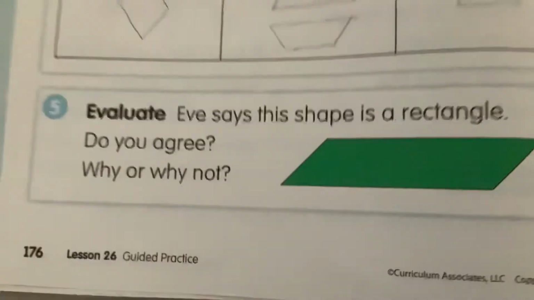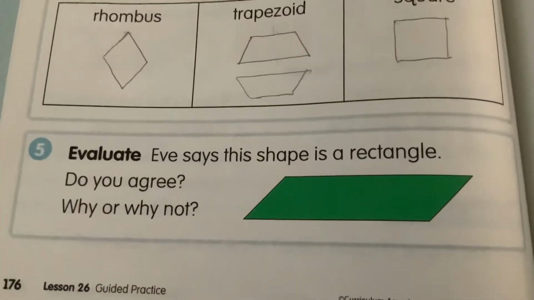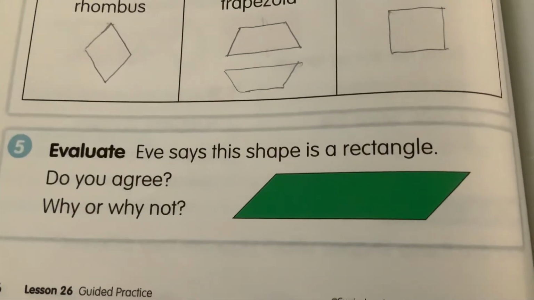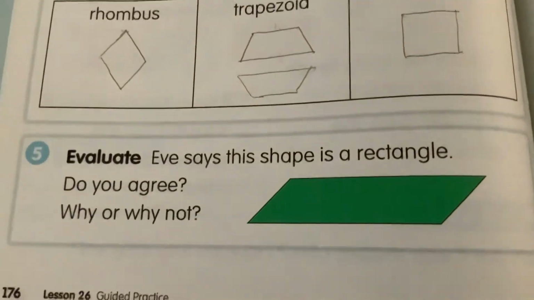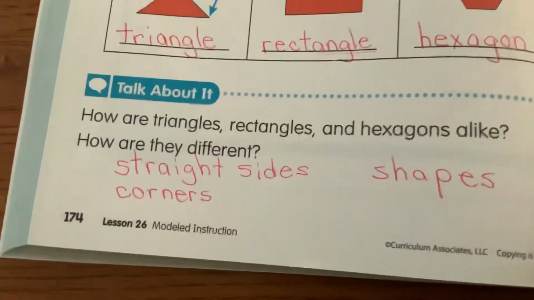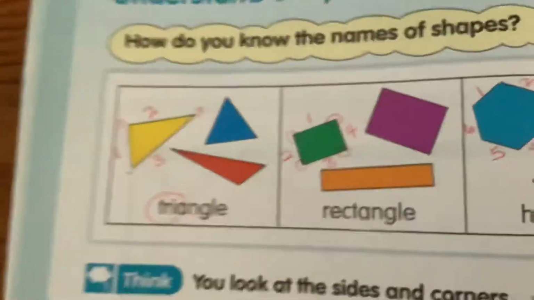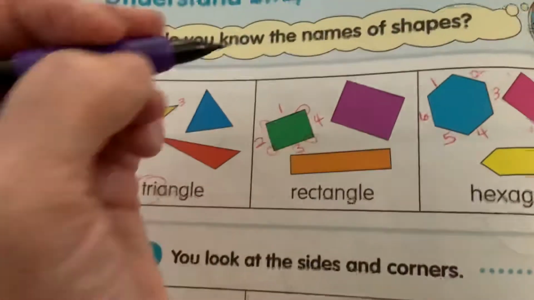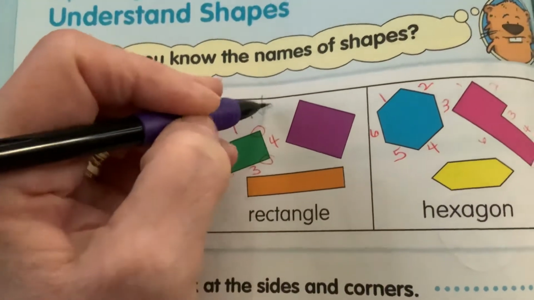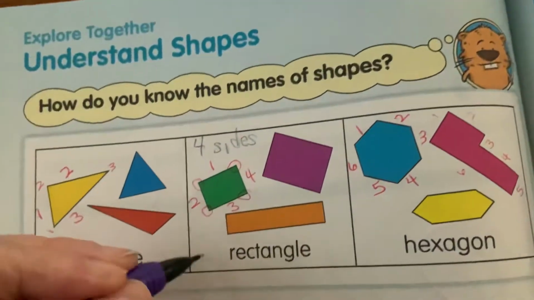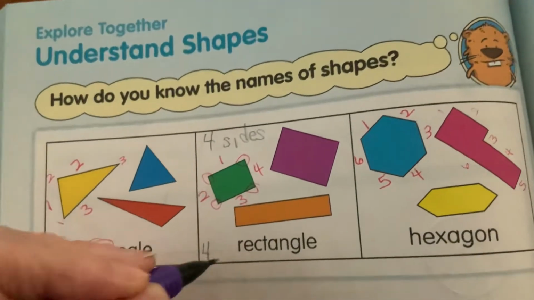Okay, Eve says that this shape is a rectangle. Do you agree? Why or why not? Okay, think about it. What does a rectangle have to be? If we need to look at it, we can go back and we see a rectangle has to have 4 sides and 4 corners.